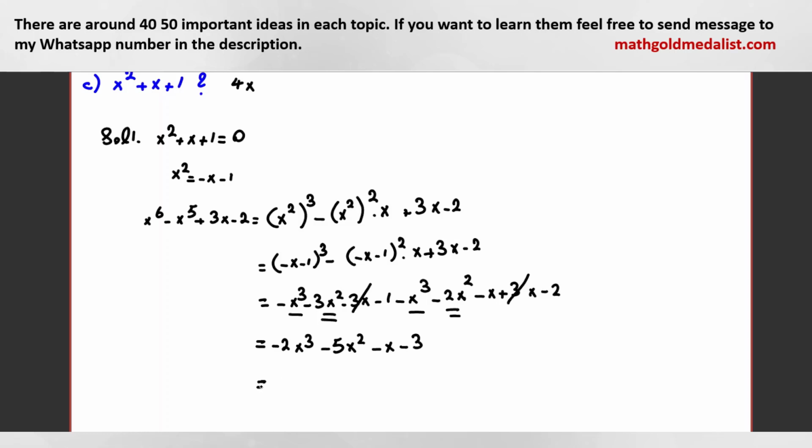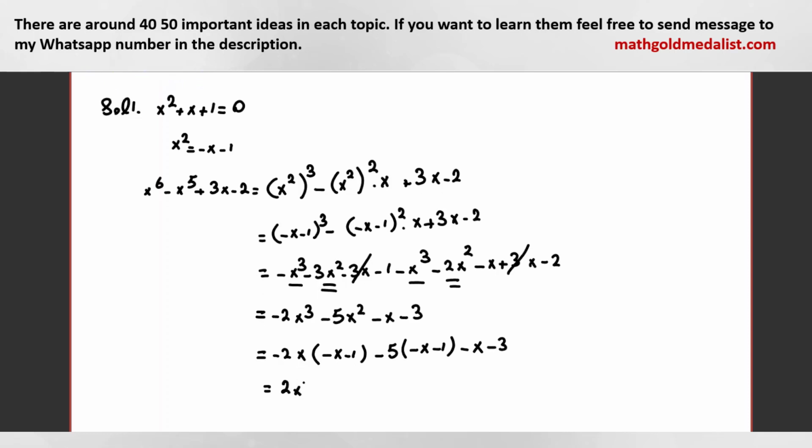Then we can say negative 2x times, instead of x squared, we replace this, minus 5 times negative x minus 1, minus x minus 3. So it will be 2x squared plus 2x plus 5x plus 7x minus x, 6x. Then plus 5 minus 3 plus 2. Agreed? Again, 2 times negative x minus 1 plus 6x plus 2. So negative 2, this one will be cancelled. 6x minus 2x, 4x. Good job.